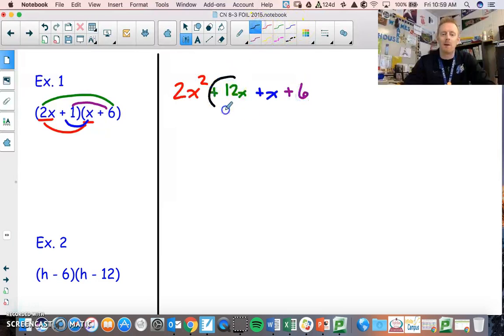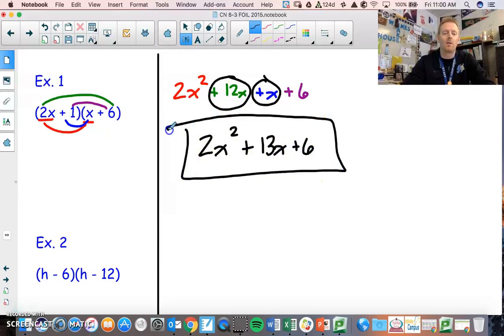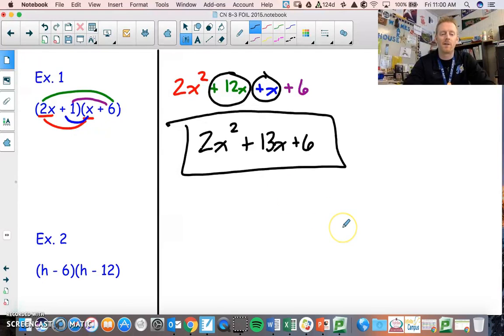Now I'm going to combine the like terms that we have. And it's usually going to be my insides that are going to be my like terms. Not always, but usually. And then we'll be able to just simplify this process. So when we combine like terms, we bring down the other things. This turns into 13x, and then just bring down the plus 6. And that is then our official simplified answer.